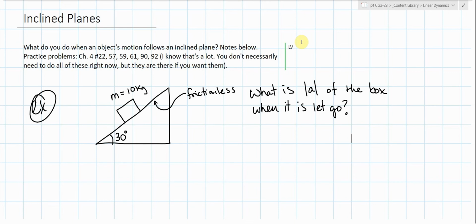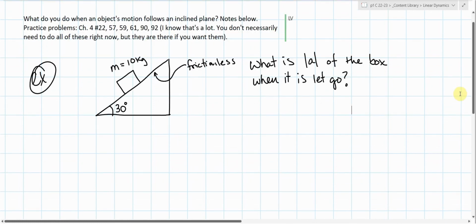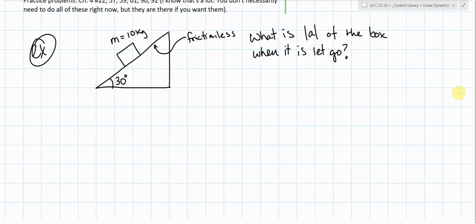Okay, so we could try to do this the way we've always done them. So I'm going to start doing that, but we're going to find out that that is actually not a good way to do this. So if I draw a free body diagram of the box, here's the box. Well, I've got the force of gravity, which in this case would be 98 newtons. I've got the normal force with the incline. Since the incline is tilted, the normal force will also be tilted. Remember, I need the normal force to be perpendicular to the surface.